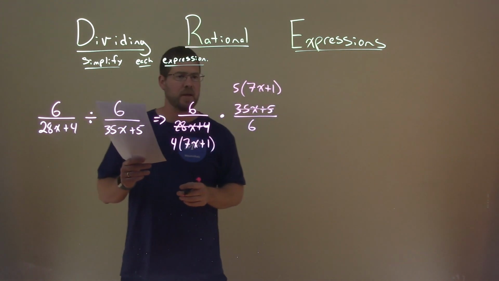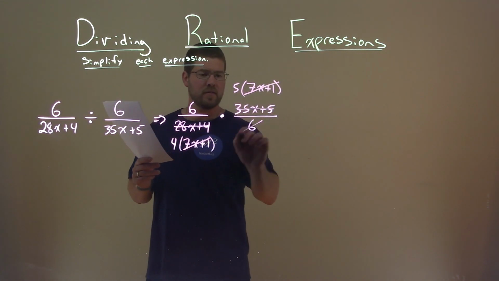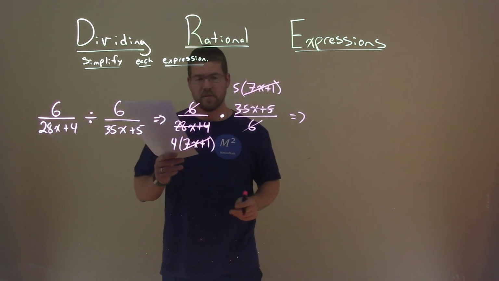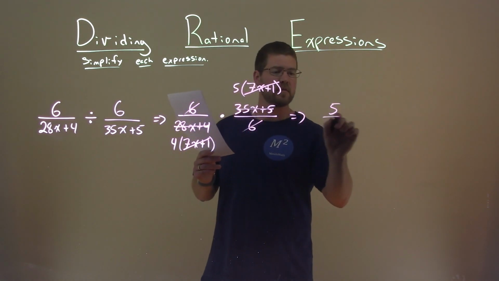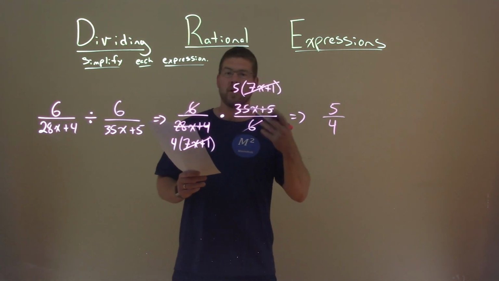Now let's cancel where we can. 7x plus 1 here cancels. The 6's cancel. And what are we left with? Well, just the 5 and the 4. 5 is in the numerator, 4 is in the denominator, and that's it. 5/4 is our final answer.